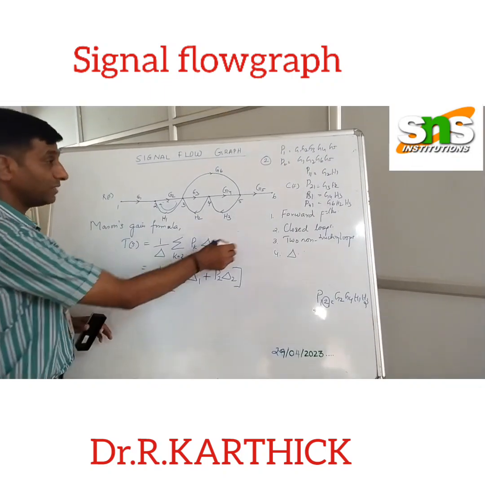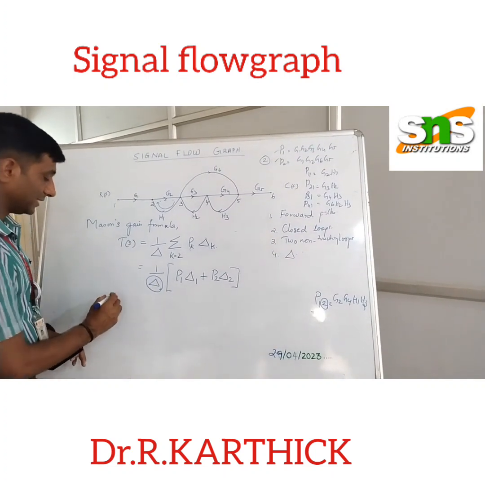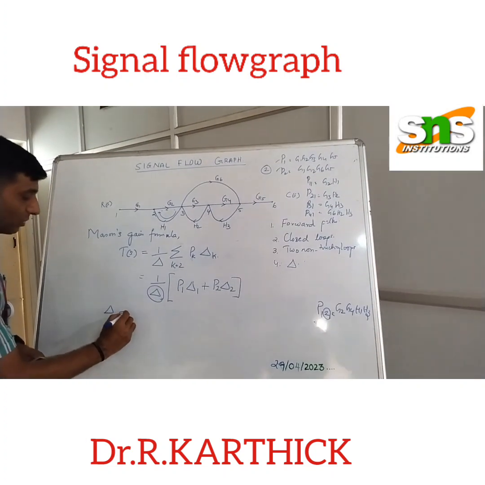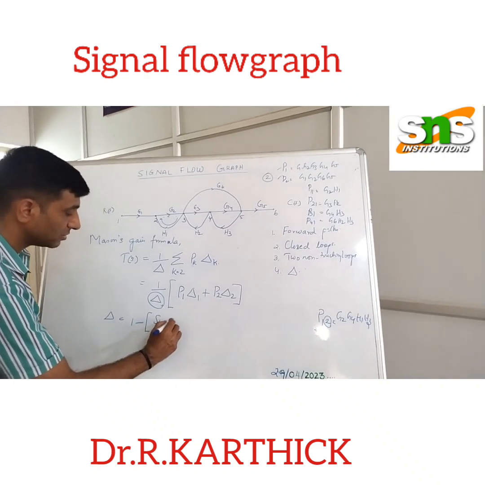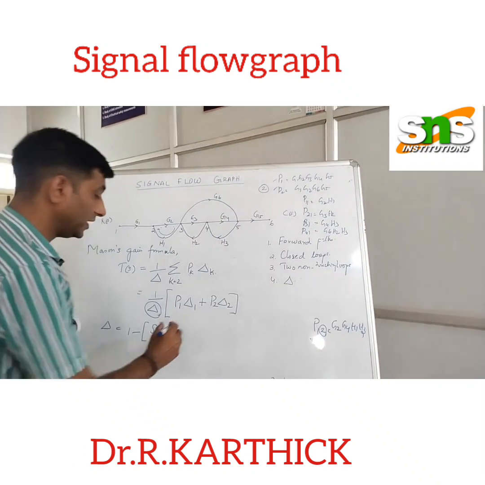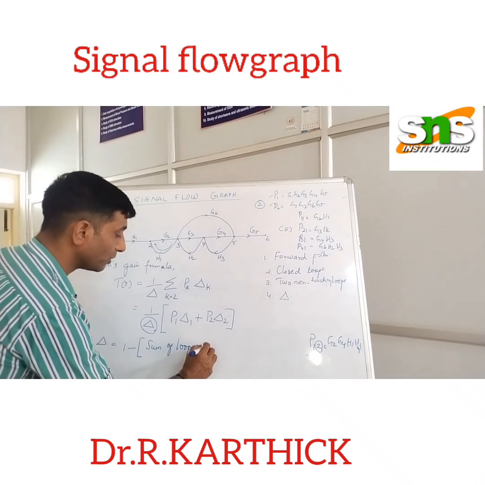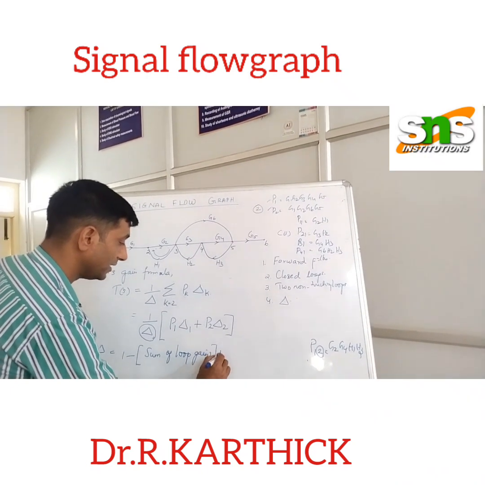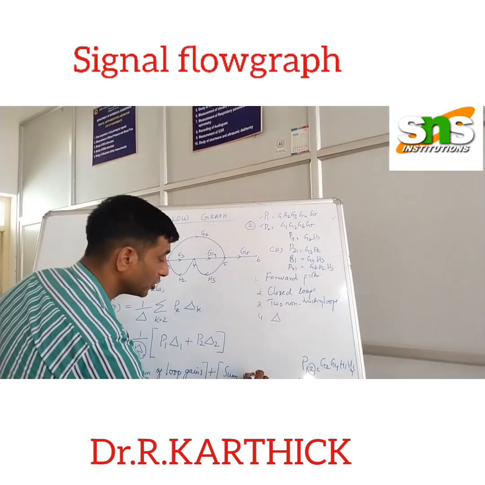So P1, P2 we have already identified. Now our next step is to identify this delta, where delta is equal to 1 minus the sum of the loop gains, that is the individual loop gains, plus the sum of non-touching loop gains.